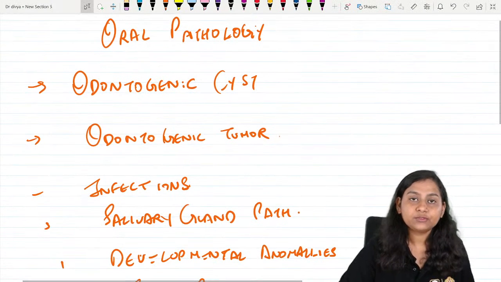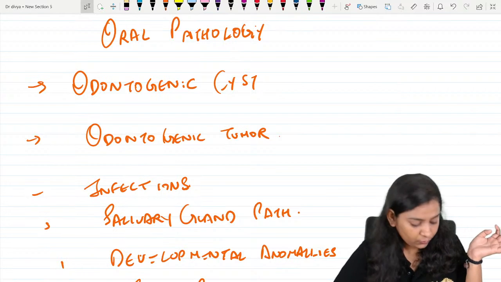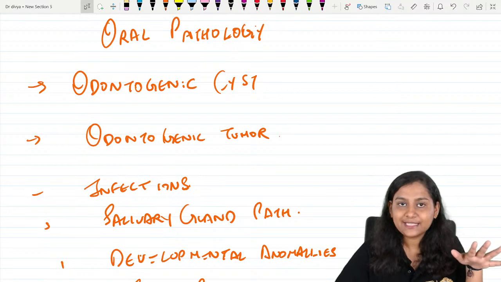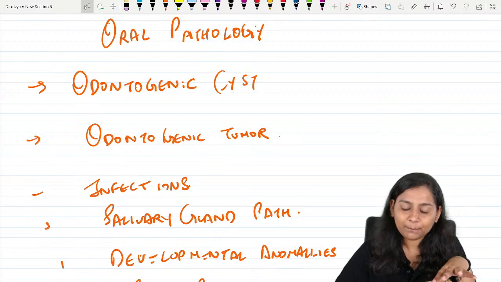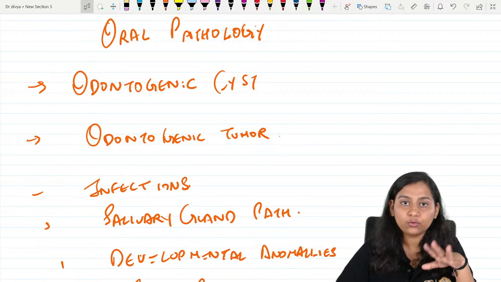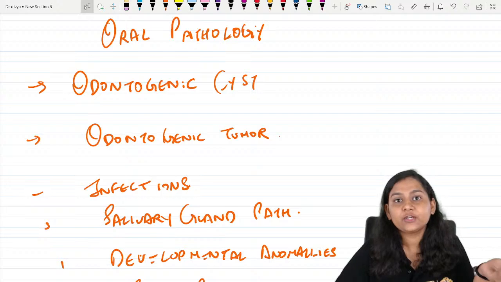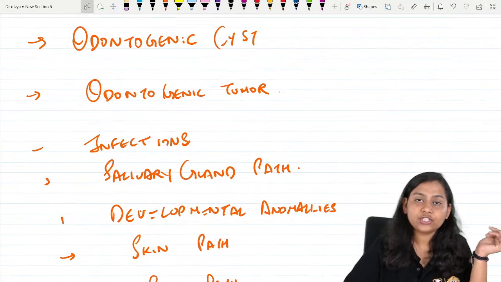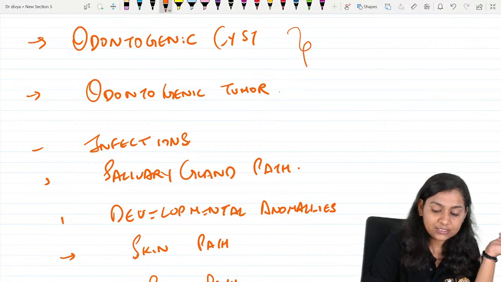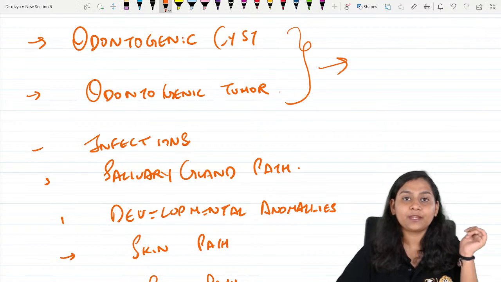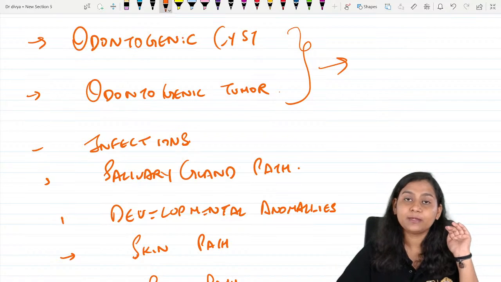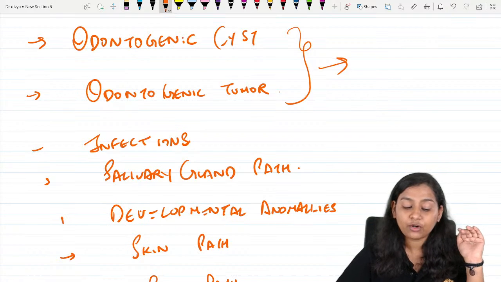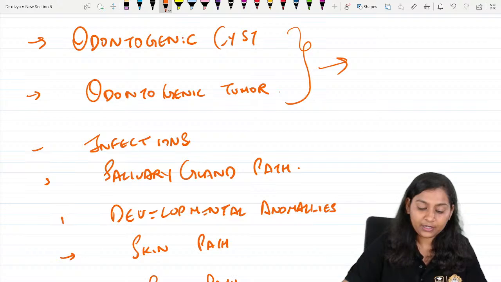So before coming to today's topic, that is the odontogenic cyst and tumor, first let's discuss what all are the topics which are very important with respect to oral pathology and which are most frequently asked in the exams. Okay, so we have odontogenic cyst and tumor. This is the most important topic of oral pathology because the majority of the questions come from odontogenic cyst and tumor.